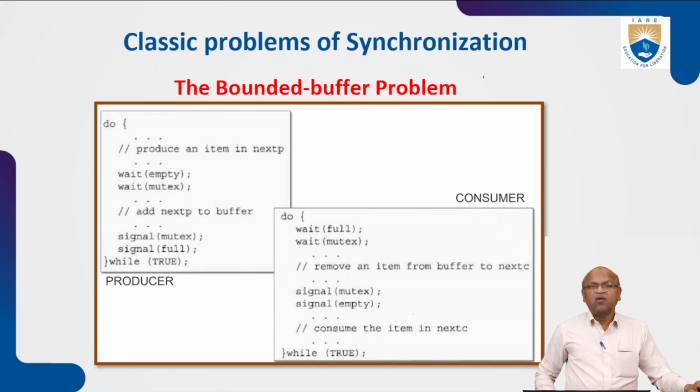So at a time only one will use this common area, whether it is a CPU or shared memory or anything. Only one can access it at a time. So this is the simple producer-consumer problem.